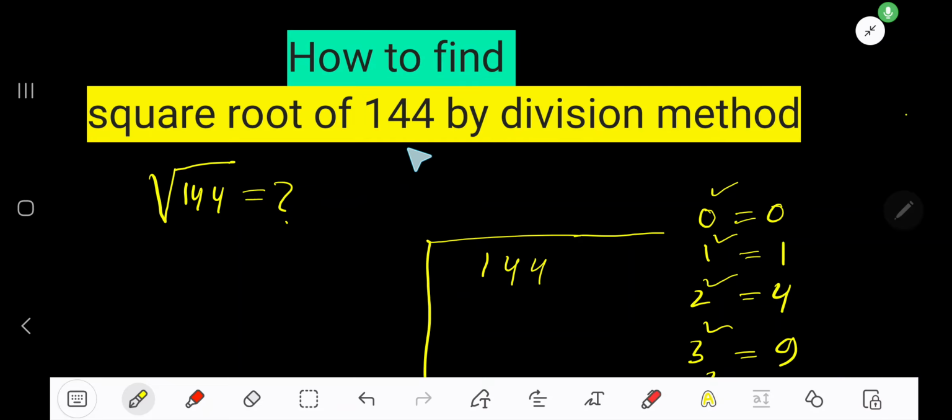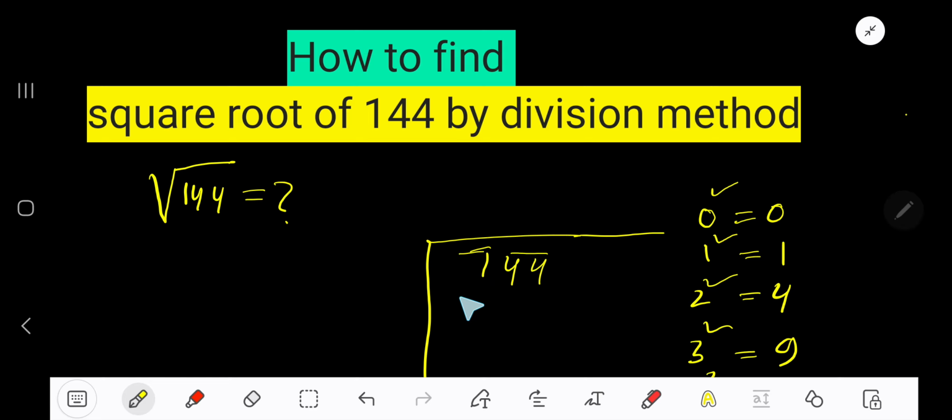To find the square root of 144 by the division method, let me first make pairs from right to left. So this is the first pair, and this is the second pair. You can add a 0 to make a pair, but this 0 doesn't have any value, so you can omit it.